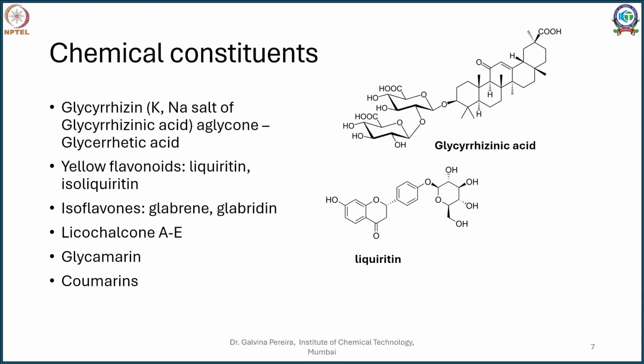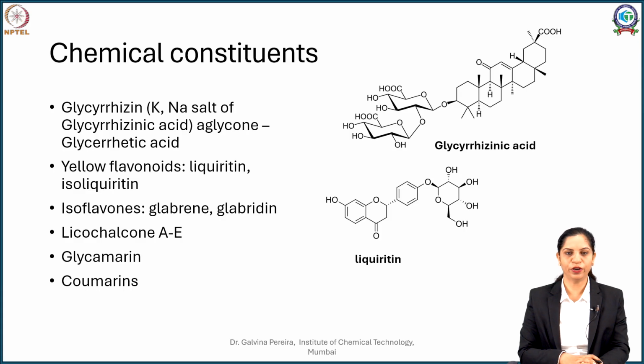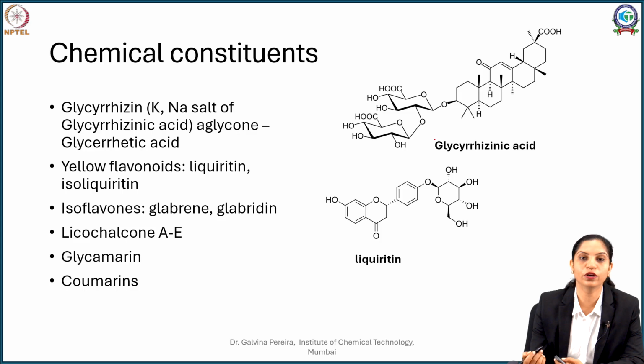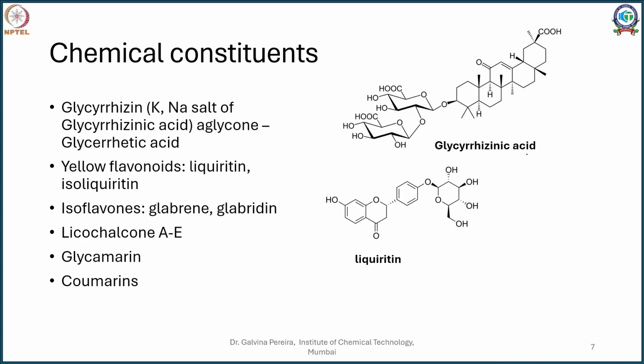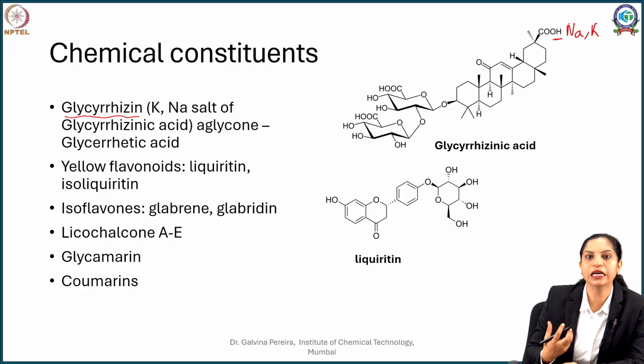So licorice contains triterpenoidal glycosides, especially pentacyclic triterpenoidal glycosides belonging to the ursane category. Here you have a pentacyclic triterpenoidal compound called glycyrrhizinic acid. Now in the plant it occurs in salt form. So you might have a sodium or potassium salt out here, and the sodium or potassium salt of glycyrrhizinic acid is called glycyrrhizin. So the most common saponin, what we can say, is glycyrrhizin.